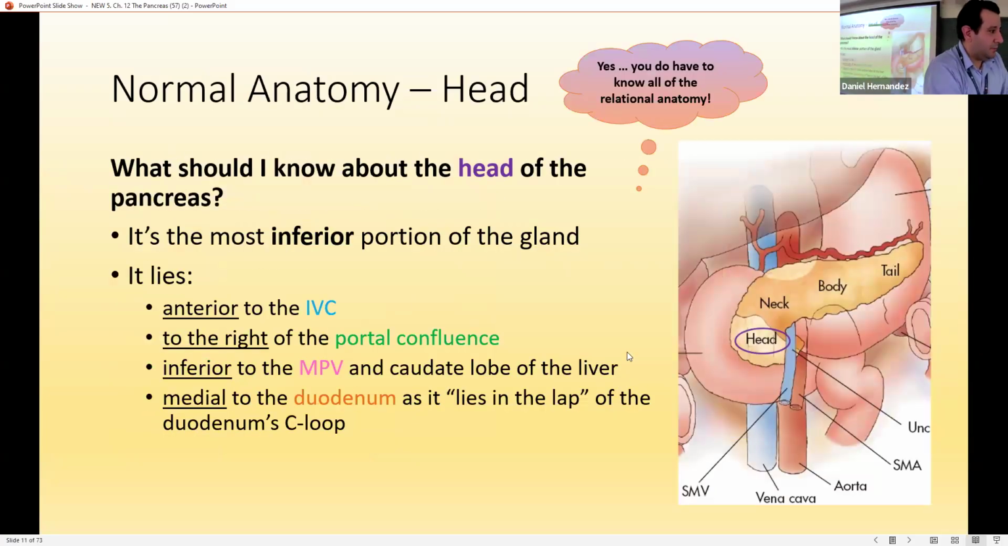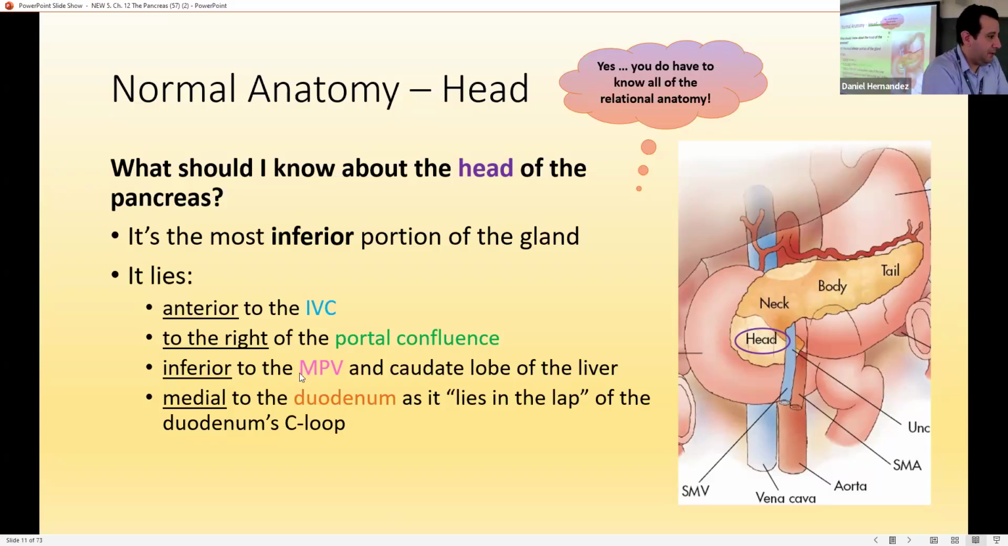To look a little closer at some of that anatomy now, here's the celiac artery off the aorta, which runs along the superior border of the pancreas. When we're looking at the head of the pancreas, we can see the head sits anterior, in front of the IVC. It's just to the right of the portal confluence, so think of your transverse image: it's to the patient's right of the actual portal confluence. You see the dark anechoic circle in the head of the pancreas.